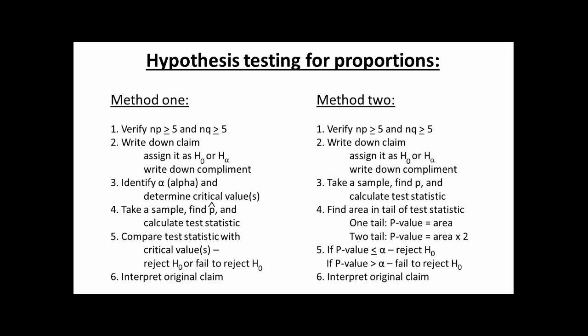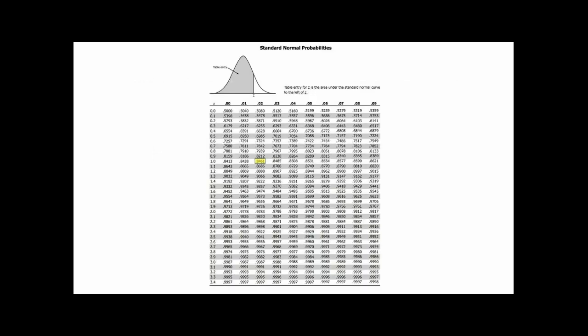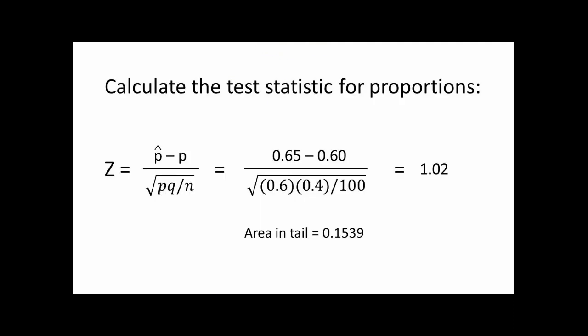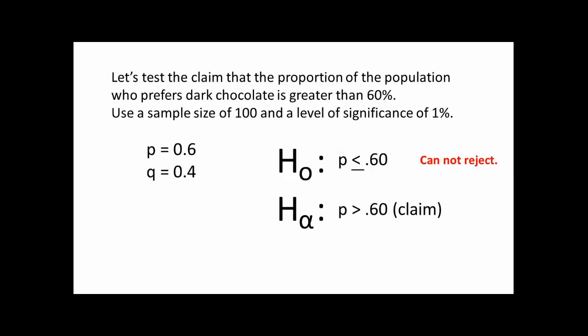For this problem about the chocolate lovers, we would have calculated the value of our test statistic, 1.02, and from the z-table, gotten the area in the tail of that test statistic, 0.1539. As it is a one-tailed test, this equals our p-value, which we now compare with alpha. Since the p-value is greater than alpha, we fail to reject H naught, and therefore there is not enough evidence to support our claim.